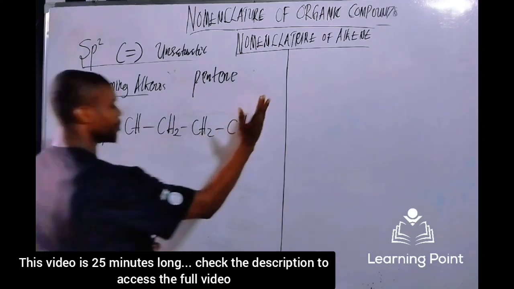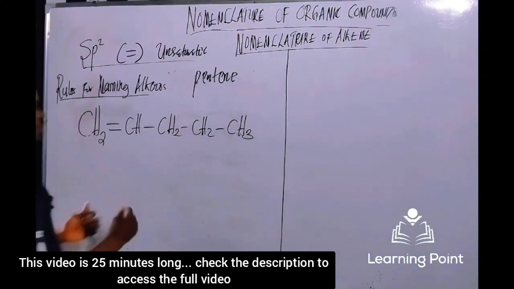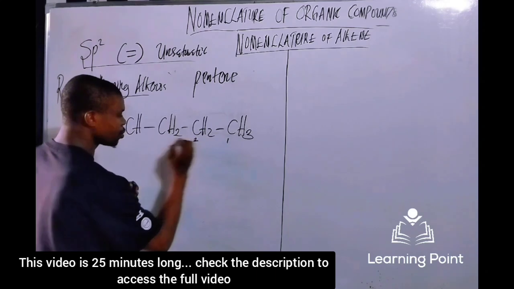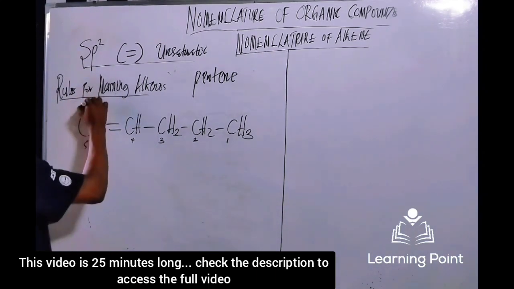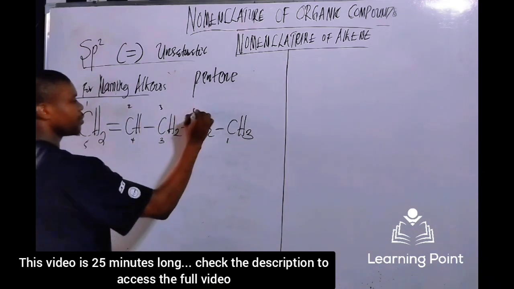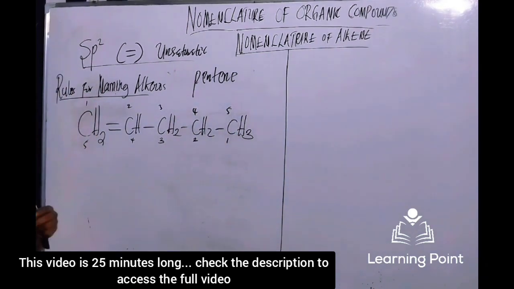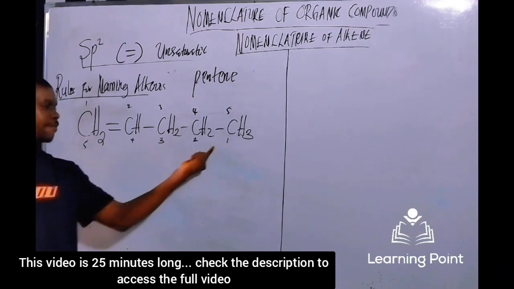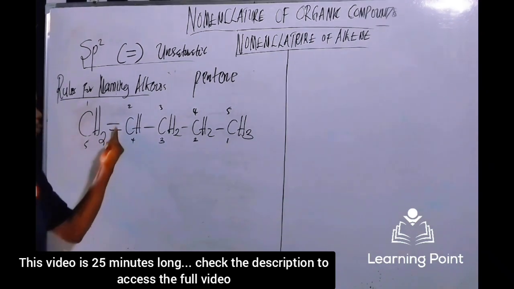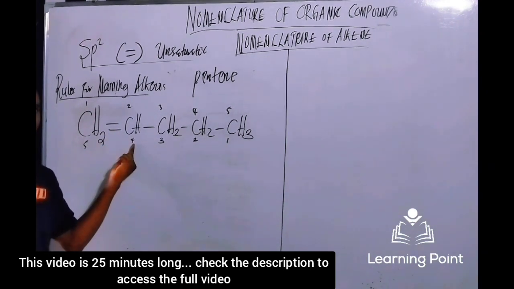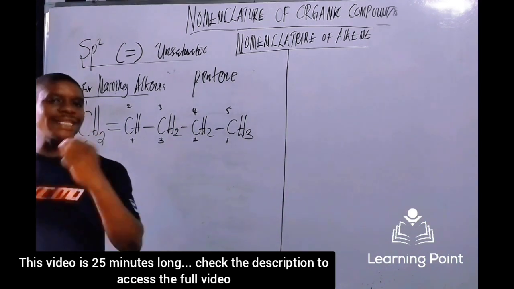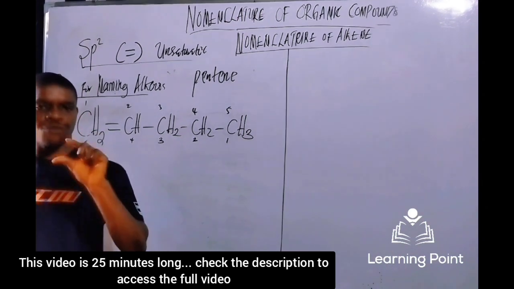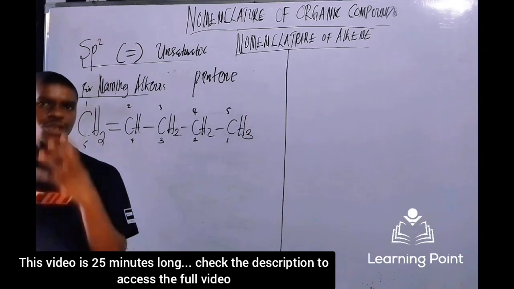So we can either start our numbering from here, or we can start from here. If I start from here, I have 1, 2, 3, 4, 5. If I start from the other end, it is also 1, 2, 3, 4, 5. Now if I start from here, the carbon atom that carries the double bond is 4. When I start from the other end, the carbon atom that carries the double bond is 1. So you must number in such a way that the carbon atom carrying the functional group, which is the double bond, has the lowest possible number.